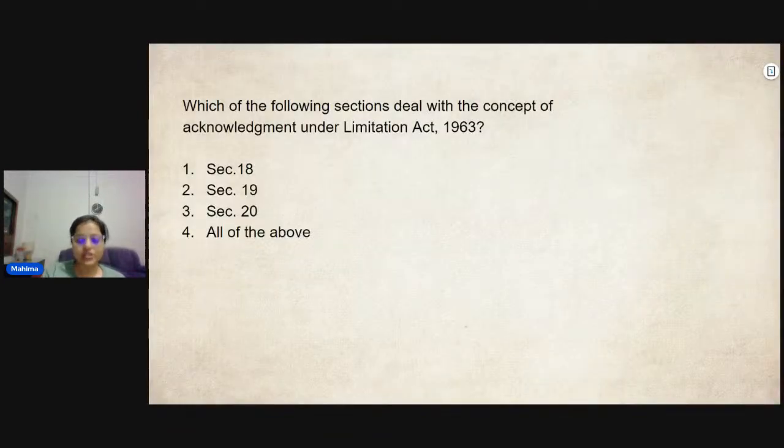Which of the following sections deals with the concept of acknowledgement under the Limitation Act: 18, 19, or 20? All of the above. It is superb. Thank you, Pritika. Please answer the question displayed on your screen. Which of the following sections deal with the concept of acknowledgement? Is it only one or all the three? 18, 19, or 20? Come on, guys.